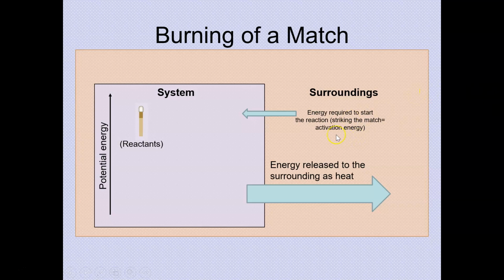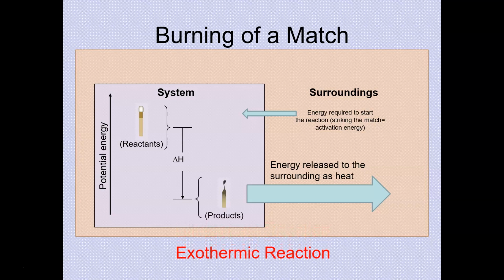So we have the energy required to start the reaction. This is when you strike the match on the side of the matchbox. Then the match is going to burn up, and it is releasing all of that heat. It feels warm, right? That's what fire feels like. That is it releasing energy into the surroundings. When it's all done, we have our burnt match as our product. We could take our product and subtract our reactant, and that would be the delta H, the difference in energy. And since it gave heat off to the surroundings, it's going to have a negative delta H, which makes it an exothermic reaction.